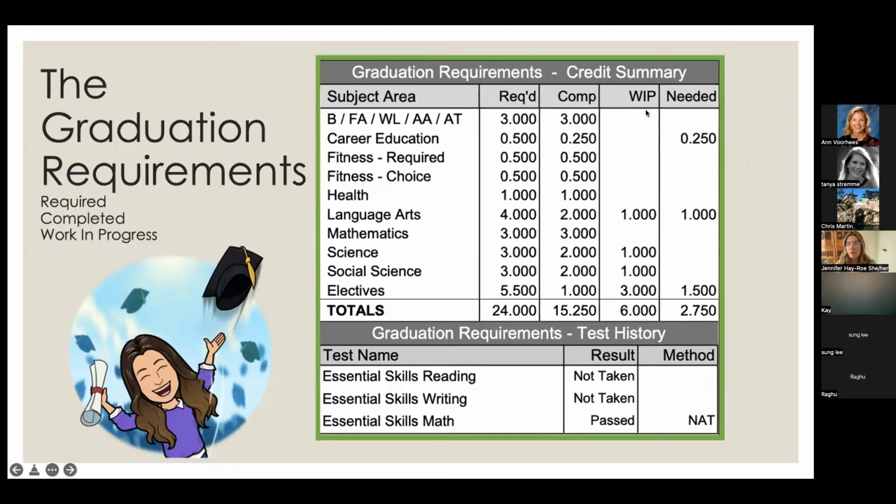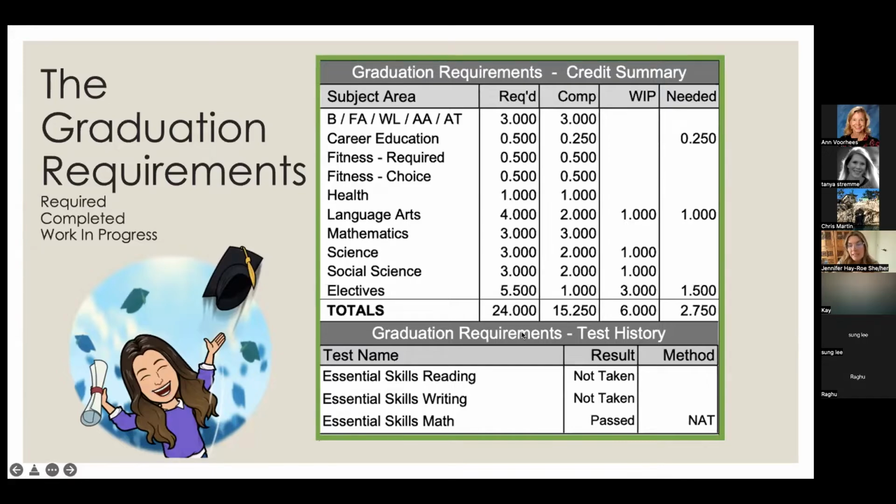So this transcript is from a junior. You can see that they're working on 6 full credits and their final year of high school, it appears as though they have very little credits required, which is true. We very highly encourage that students continue to take their full 6 or 7 credits, as this is the last time that education is completely free.